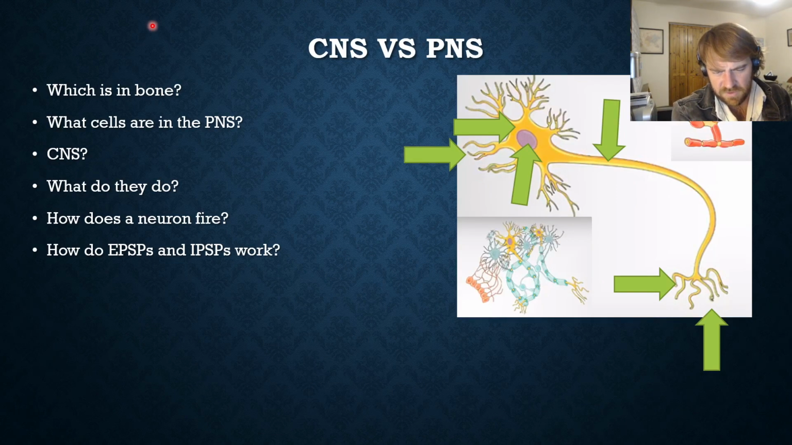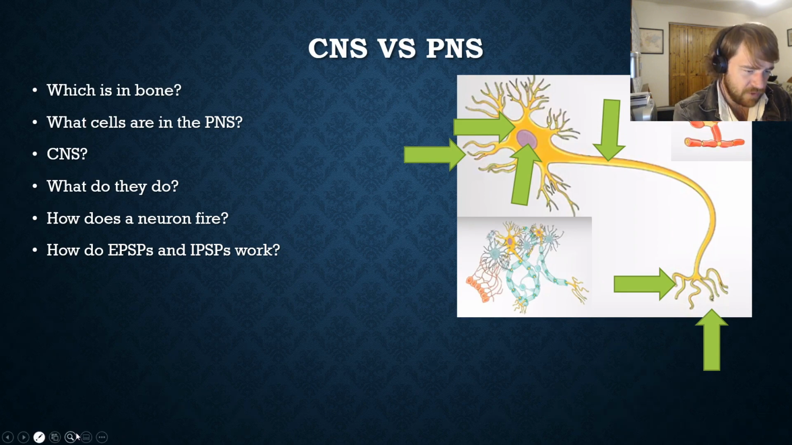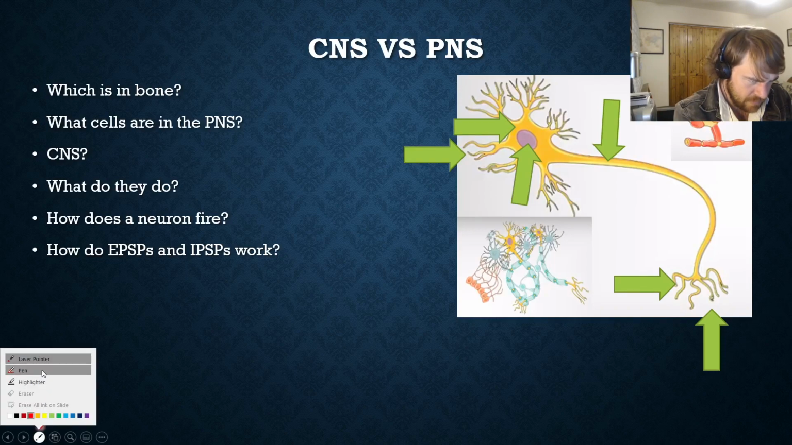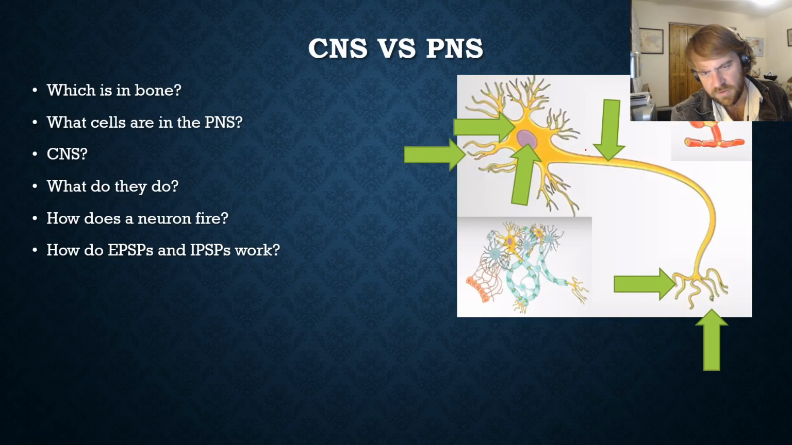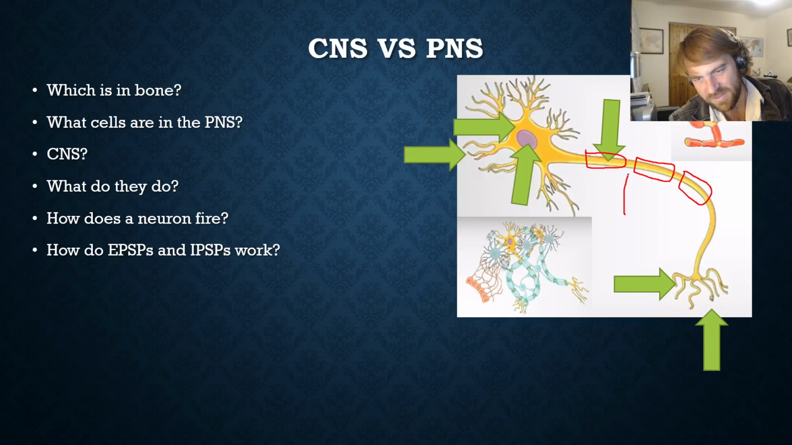There's something on here that we don't have a picture of, and I'm going to have to draw it. What are these? If you said the myelin sheath, you're correct. Good job. And what is specifically this right here? If you said node of Ranvier, you're correct.